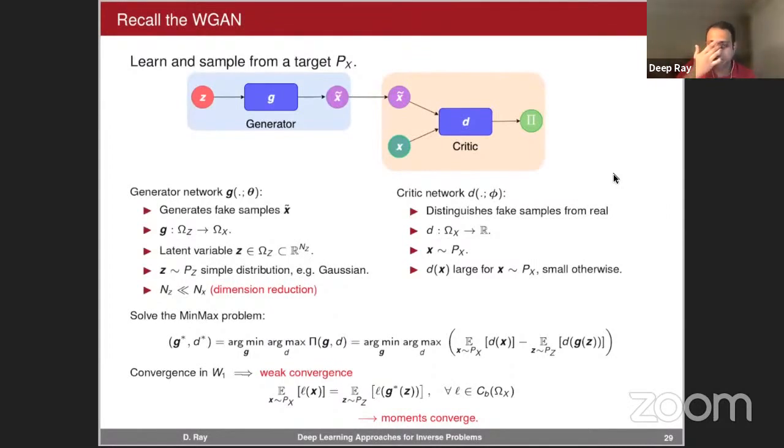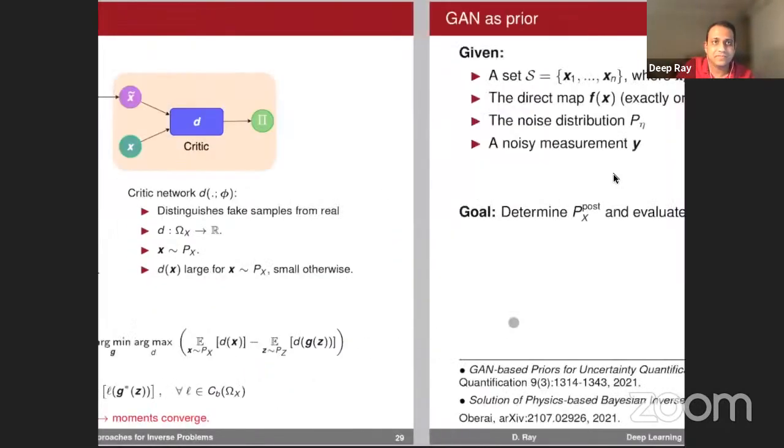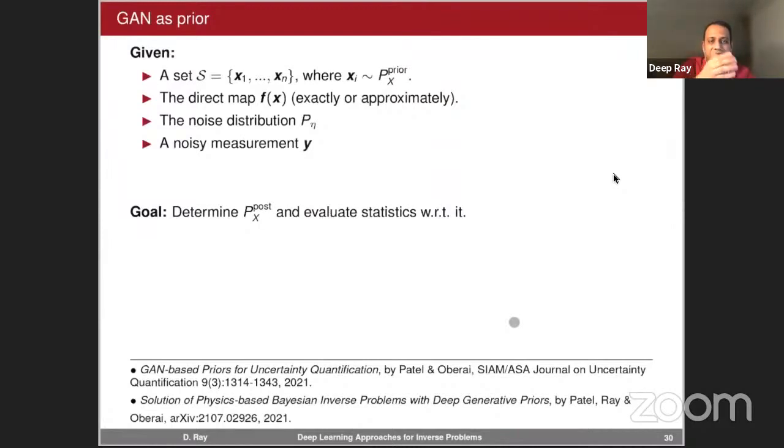Now let's see how you would use it in the context of Bayesian inference. What you'll be given is a set of X_i's from your prior distribution. Let's assume these samples are given to you, and you know the forward map F either exactly or approximately. This could be, for instance, an FEM solver, and that's what your F is, an approximation of the true direct map. You also know something about the noise distribution P_eta, and you're given some noisy measurement Y. Then what you want to do is determine the posterior of X given Y, and in principle, you want to evaluate statistics with respect to this posterior.